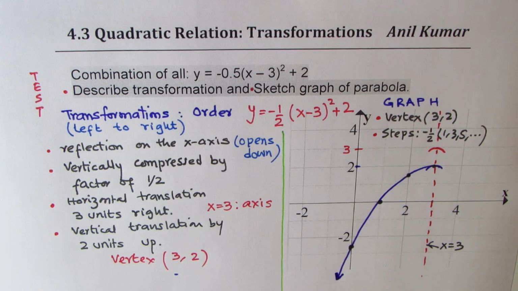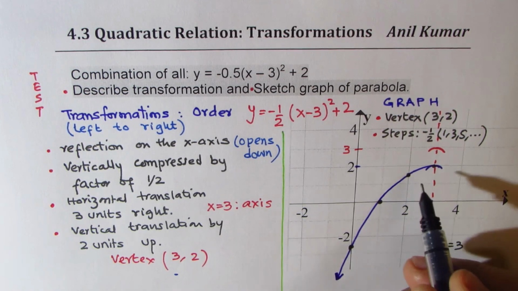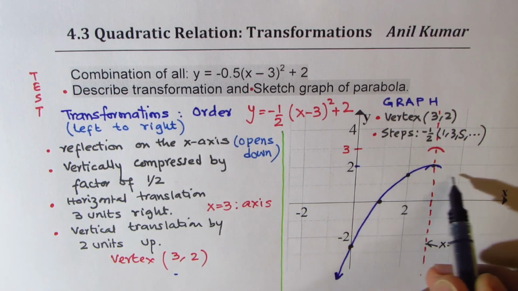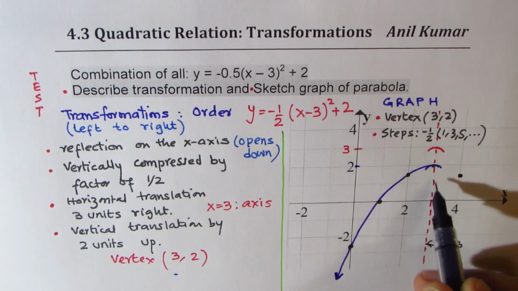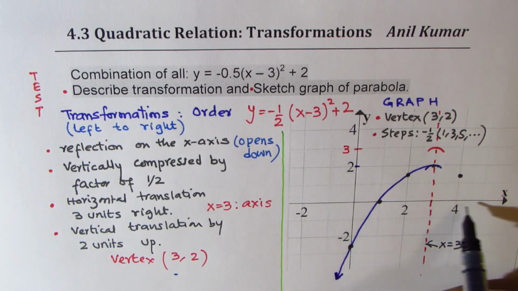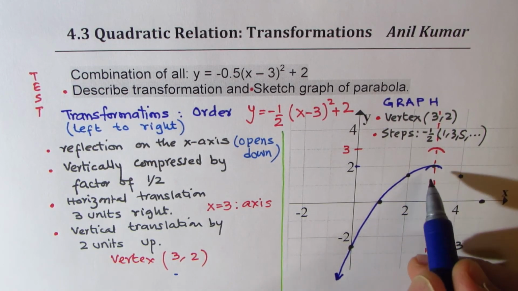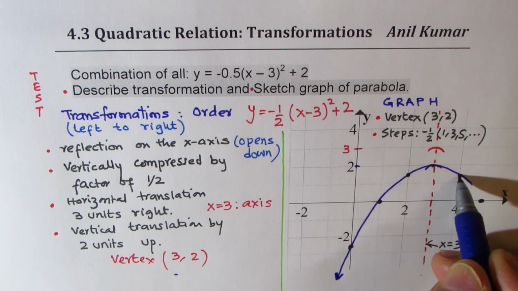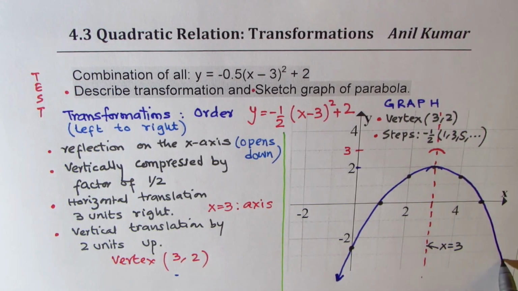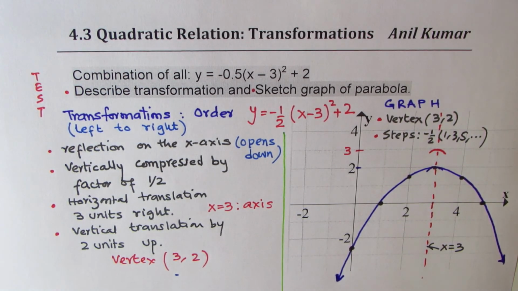Does it make sense to you? Now you know from the symmetry, these points will be reflected across the axis itself. Correct? So you could reflect this kind of like this and go down. Does it make sense to you? That is how you're going to sketch the parabola from the given equation. I hope that makes sense.